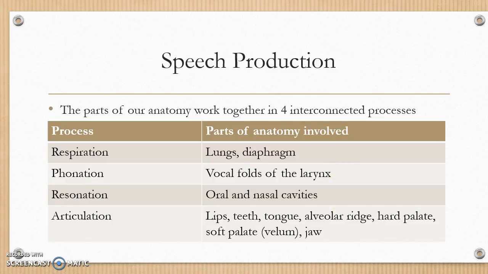There are four parts that work together in an interconnected process. We have respiration, which is our lungs and diaphragm, that pushes the air out. There's phonation, which is our vocal folds. There's resonation, which is our oral and nasal cavities, and then articulation, which is our lips, our tongue, our alveolar ridge, our hard palate, our soft palate, and our jaw.